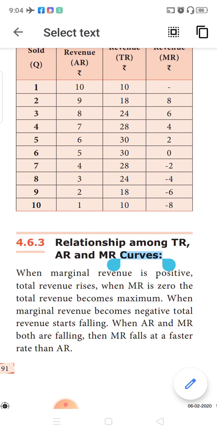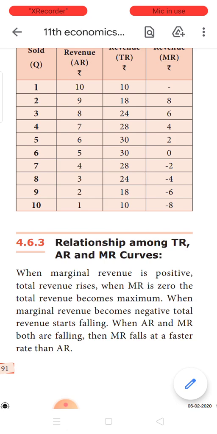When marginal revenue is positive, that is till the 5th unit, the marginal revenue is positive only. That is 6, 8, 6, 4, 2, 0. Till then, the TR keeps on increasing. Just observe the TR. As long as MR is positive, the total revenue keeps on increasing from 10, 18, 24, 28, 30. Now, when the marginal revenue becomes 0, the TR curve is at the maximum. When marginal revenue is 0, total revenue is at the maximum.